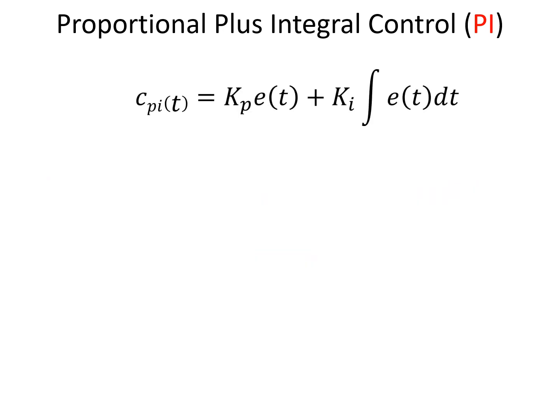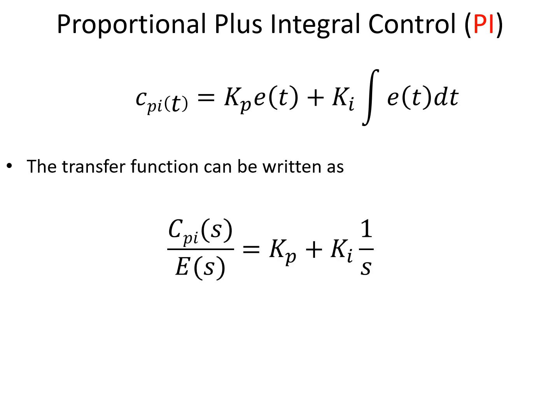Now, for the proportional plus integral controller, we know this equation, and the transfer function is given as Cpi of s by E of s, which is equal to Kp plus Ki into 1 by s in the Laplace domain. So this is the equation we have in the Laplace domain for the PI controller.